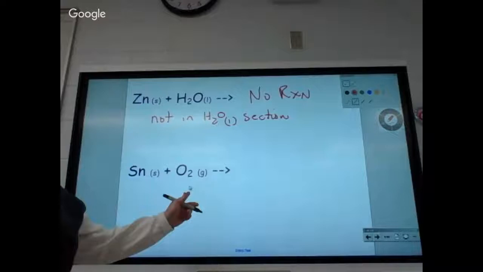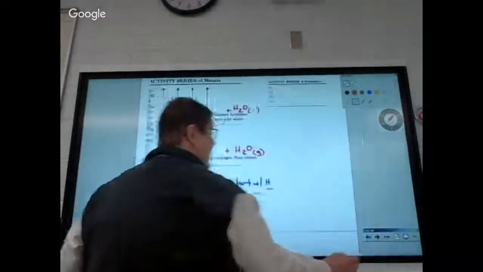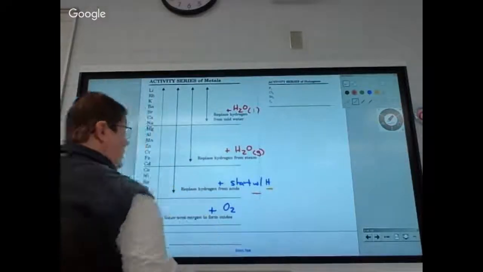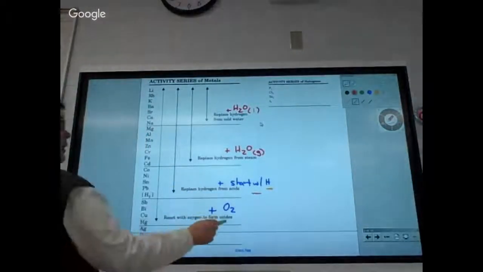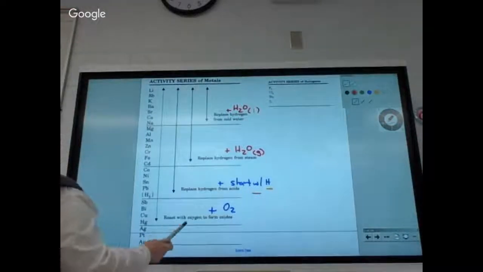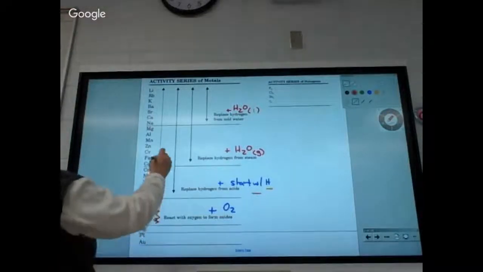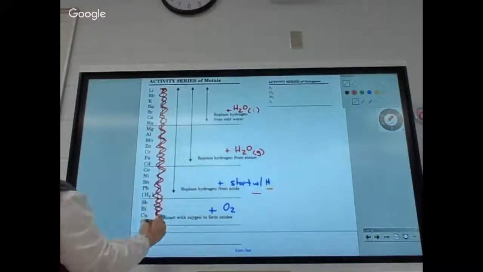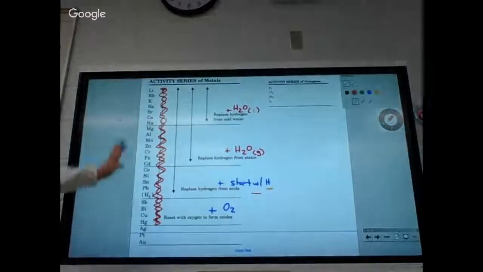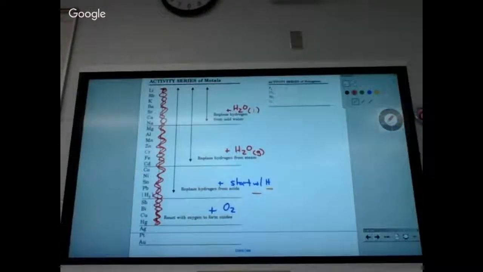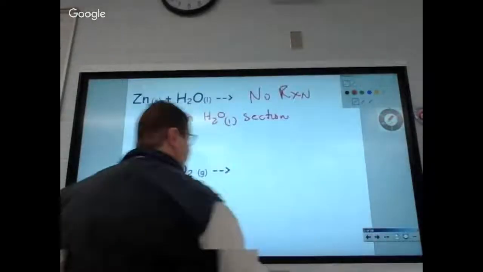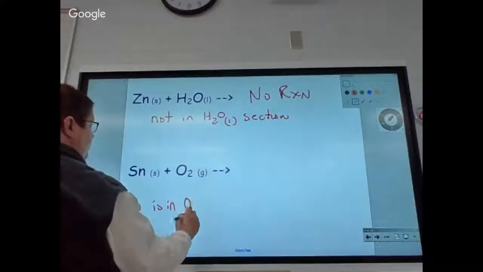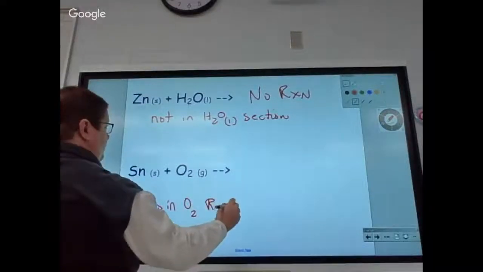It's O2, so it's an oxide, right? That's why I said write these things down so you'd know what they were. So since it says plus O2, it's oxygen, right? So we're talking about this arrow right here. That's the arrow that equation comes from. So Sn, is it anywhere in that range? Yes. Sn is in the O2 range.